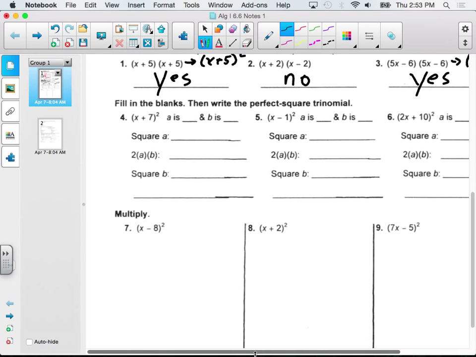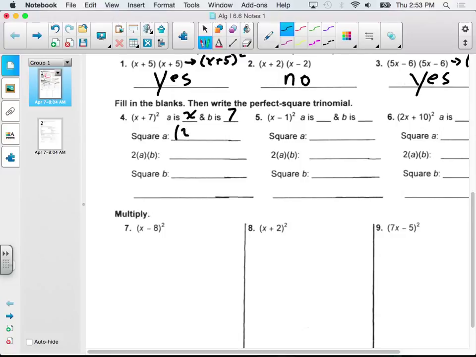Now, just moving on, number 4, x plus 7 squared. Do you guys think that's going to give us the perfect square trinomial? Yes, because it's a binomial times itself. So what is our a in that binomial? What is our first term? X. What's our b, our second term? 7. So then we just follow our steps.